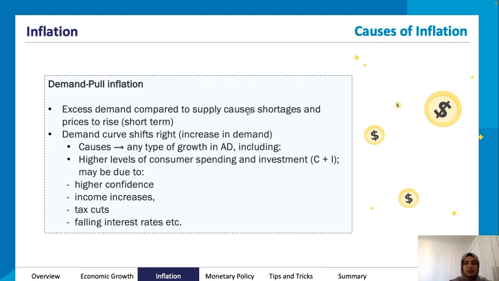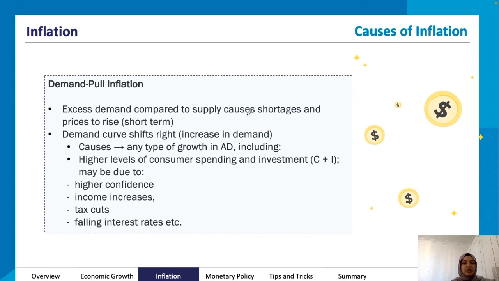Okay, moving on. Causes of inflation. So demand pull inflation is the first type. This is where there's excess demand compared to supply, which causes shortages and prices to rise in the short term. So we've got a lot of demand compared to supply, which causes shortages and price increases. Think back to toilet paper during COVID. A lot of people were demanding toilet paper, so the price of toilet paper actually ended up going up.